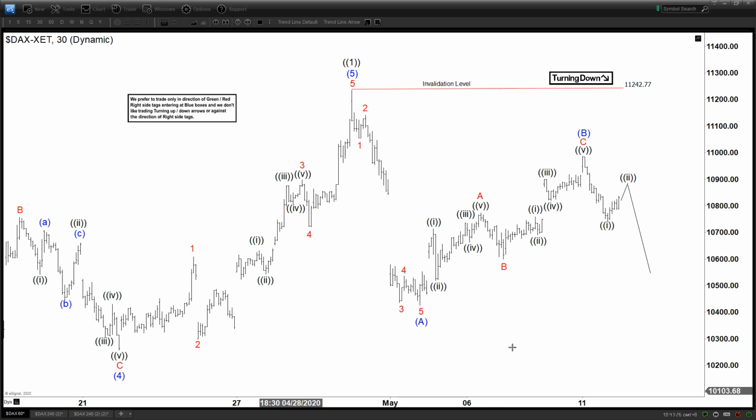Today we are looking at the chart of the DAX. This is a 30 minutes chart here. All right, so let's check out what we got. So we have a 5 waves rally. As you can see here, this is a wave 4 and this is a wave 5. So we do have a 5 waves rally.